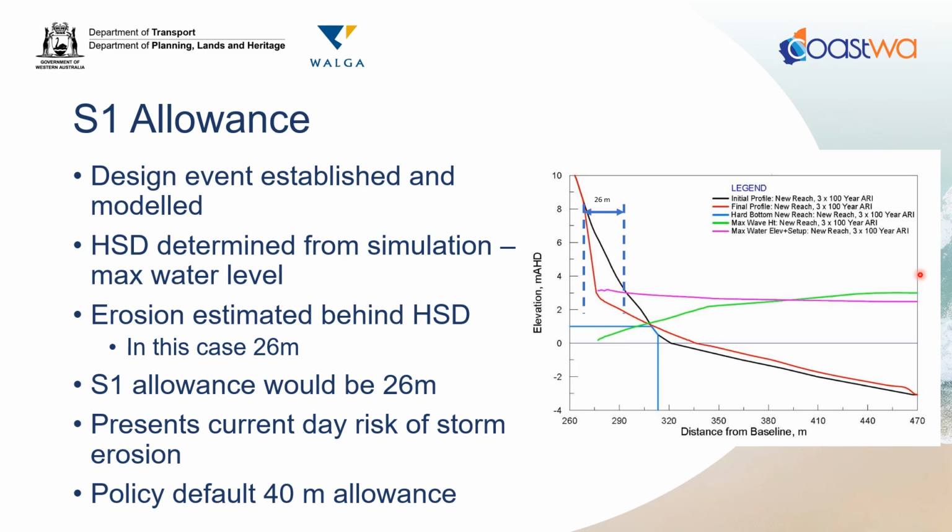We can calculate the HSD from this storm simulation. It's the maximum water level during that storm. We determine that HSD, and then we determine the distance back behind that. And in this case, we've got a HSD at this elevation, we've got 26 metres of erosion back behind that point. So in this particular case, our S1 allowance would be 26 metres. This presents the current day risk of storm erosion. So it didn't include any sea level rise, but it's a present day risk. The policy has a default allowance in there of 40 metres. This is generally conservative, but not always conservative. So typically you want to do your own assessment for your site.